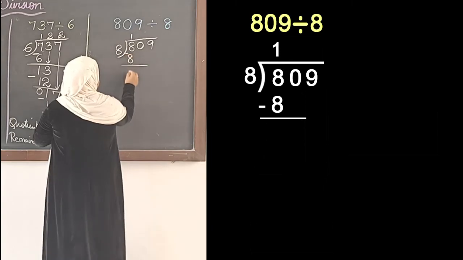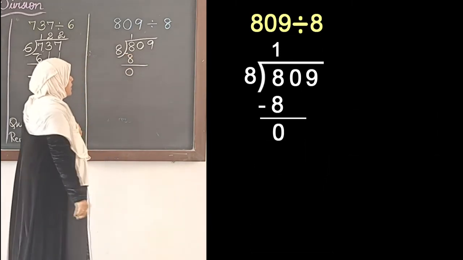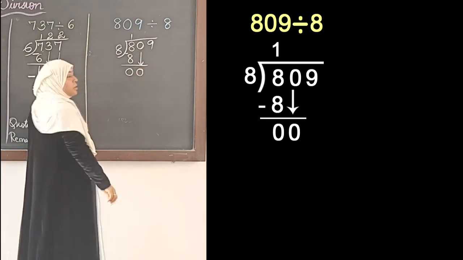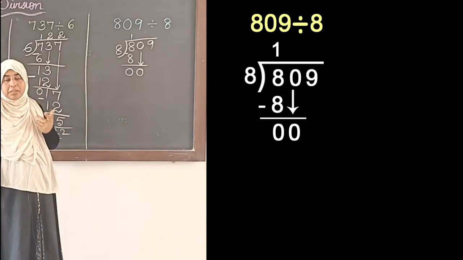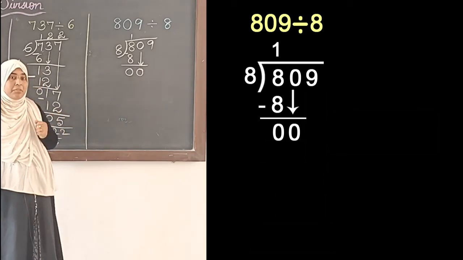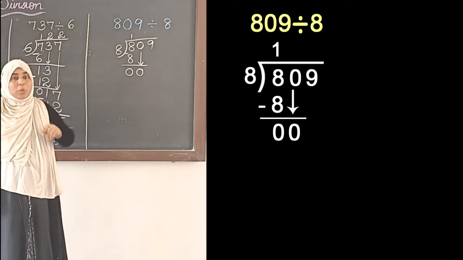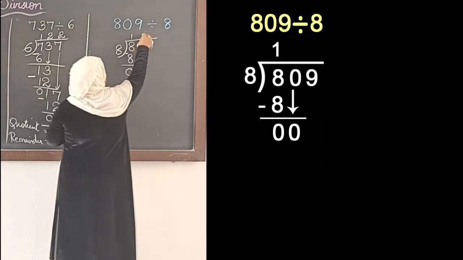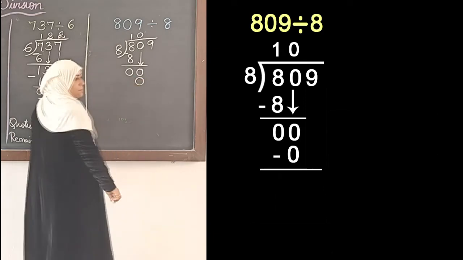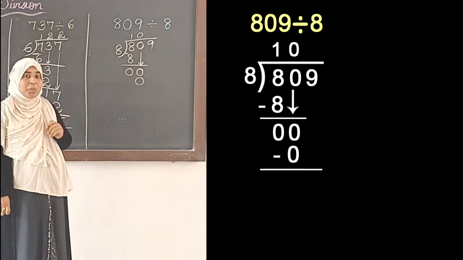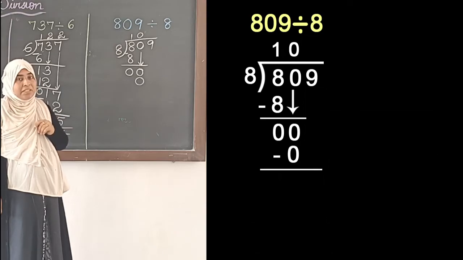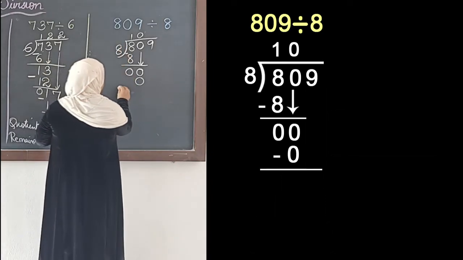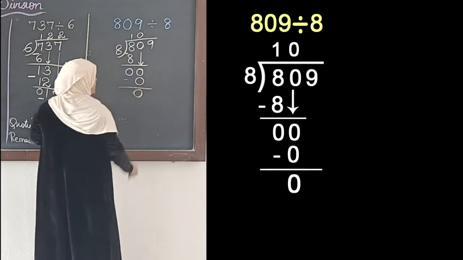Now, 8 minus 8 is 0. Next, we have to bring down 0. Okay. Now, 0 we cannot divide, right? Now, we don't get 0 in the table of 8, but if we multiply 8 into 0 is 0, correct? 8 into 0 is 0. We have done this when we are doing multiplication. If you multiply any number with 0, the answer will be 0. So, 8 zeros is 0. Fine. So, again if you subtract 0 minus 0 is 0.